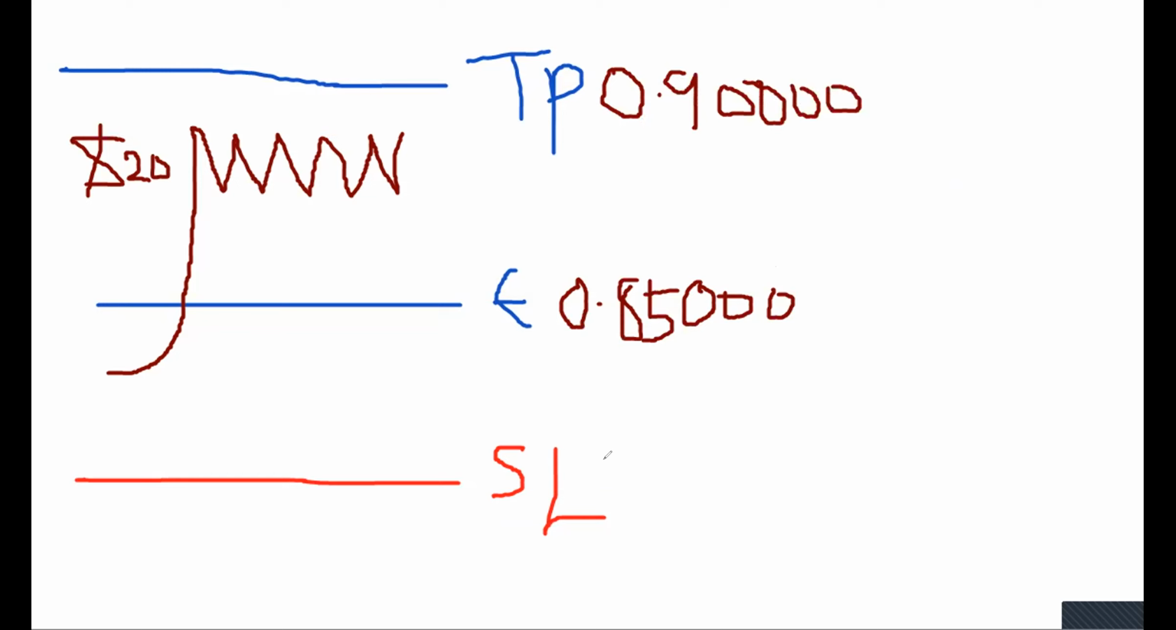Let's say your stop loss was something like, of course, your stop loss should be less than this entry point. Stop loss was 0.8000. Now that you have something like this, it means that because you want to trade stop, you can move your stop loss above the entry point.